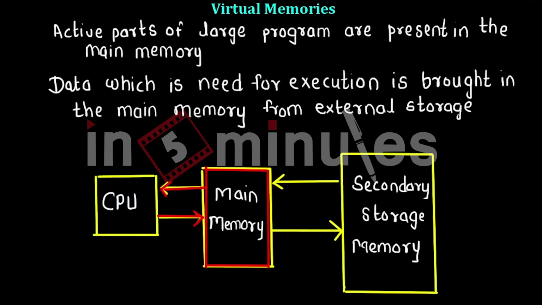Now, whenever the data is needed for the execution and is not present in the main memory, it is brought into the main memory from the external storage. So this is how we are operating with the secondary storage memories. Now the situation is somewhat similar to that of cache memories. Instead of cache memory, we have the main memories, and in place of main memories, we now have secondary storage devices. But here we are trying to expand the address space instead of increasing the speed. So that is the major difference between these two concepts.